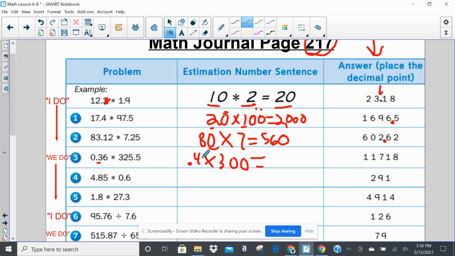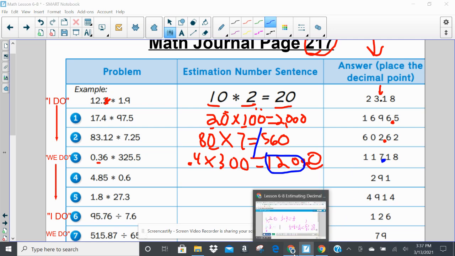So what is 4 times 3? 12. Tag on 2 zeros. However, because of that decimal being there, we need to add one decimal point. So our decimal is going to fall right there. So really what we're looking at here is 120. So what would be the best place for our exact answer? That's right. 117 is close to 120. So our exact answer would be 117 and 18 hundredths.